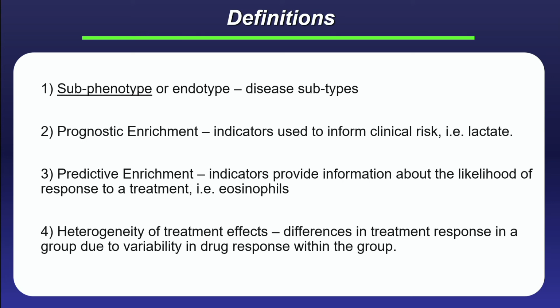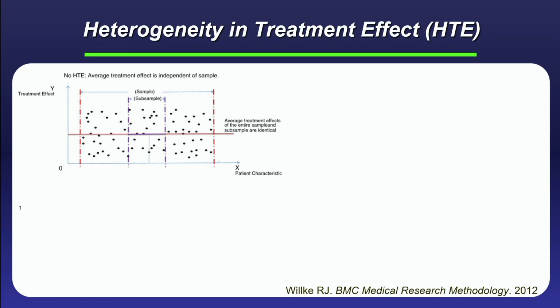And so this idea that differences in treatment response in a group is due to variability in drug response within the group. To talk a little bit more about this idea of heterogeneity in treatment effect, here there's a figure in the top left. On the x-axis is a certain patient characteristic, and on the y-axis is the treatment effect. Each dot in this figure is an individual patient in a clinical trial. As you can see, in the overall response in this clinical trial, there is no treatment benefit with the therapeutic being tested. And if you look across different patient characteristics, there's a pretty consistent effect.